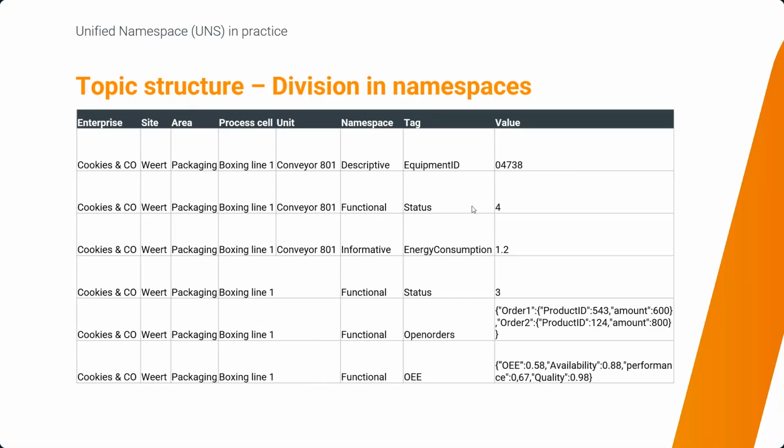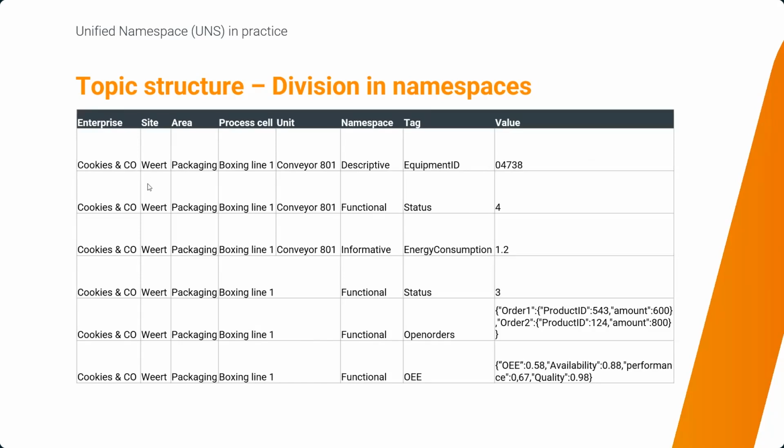If we take a look at the data, we can divide it into different namespaces. And we could use the names that I just explained. So we could, for instance, say the equipment ID, which has a value, of course, we put it in the descriptive namespace. So you could see this structure as a folder setup.